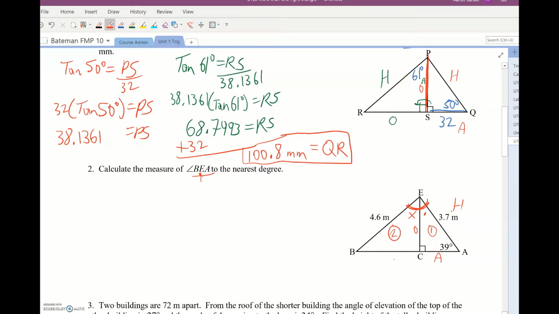Okay? So with triangle 1, label my HOA, find O, which is EC. So I will say sine, O and H. Sine 39 degrees equals O, which is CE, over hypotenuse, which is 3.7. Bring up a multiply.